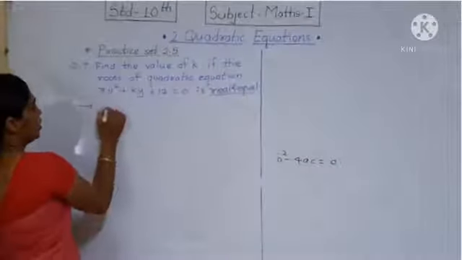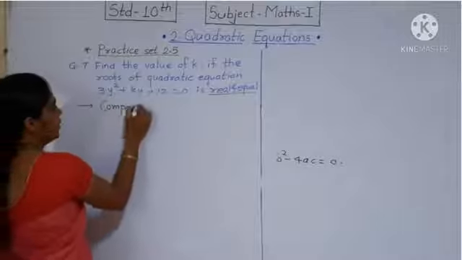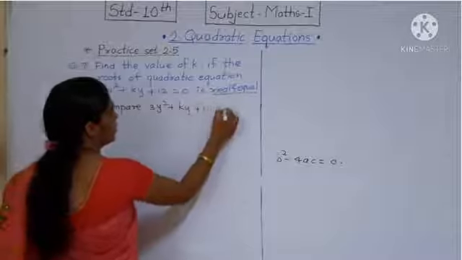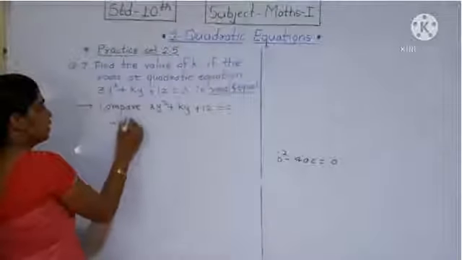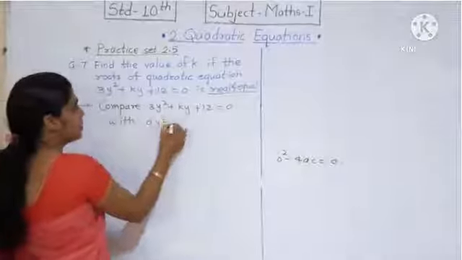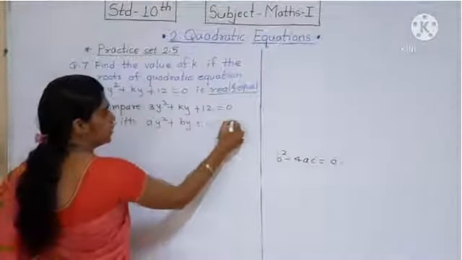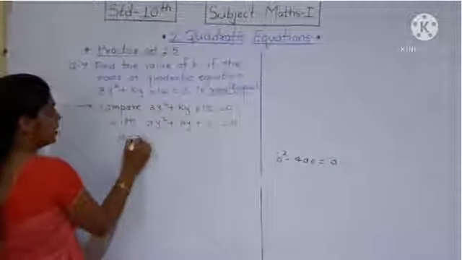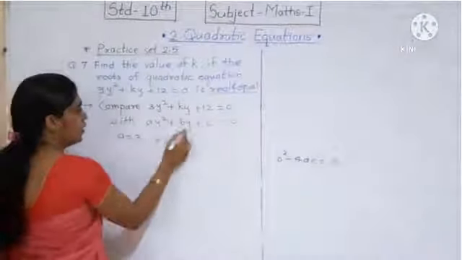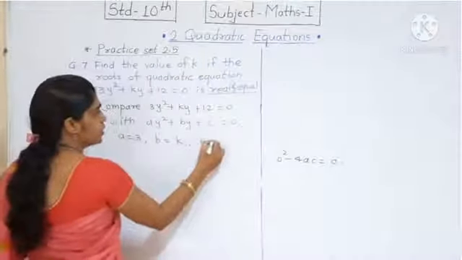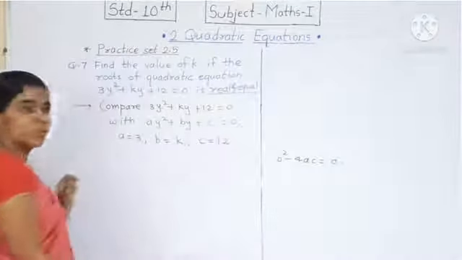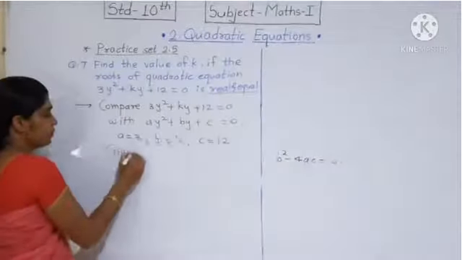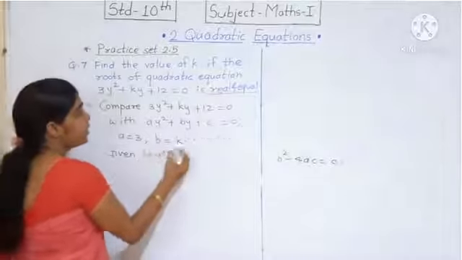So compare the given equation. Compare 3y square plus ky plus 12 is equal to 0 with ay square plus by plus c is equal to 0. We get, for y square, what is the value of a? 3. What is the value of b? k. And what is the value of c? 12. Okay. Given that, what is given? Roots are real and equal.